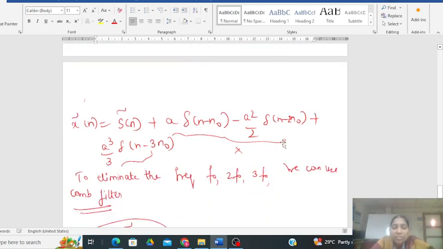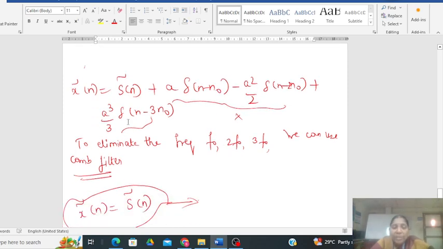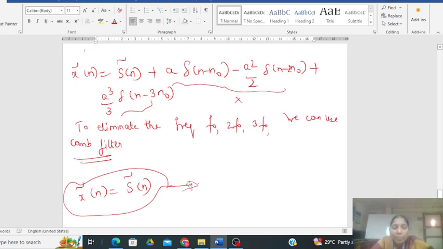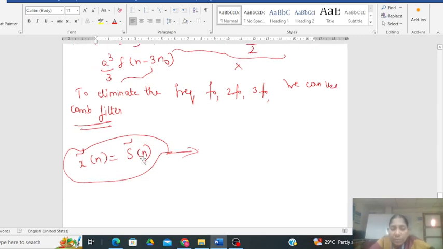Next, we will be eliminating the frequencies like f naught, 2 f naught, 3 f naught, like that, when it is applied to a comb filter. So you will get x bar of n equal to s bar of n, which is nothing but the input signal. It is equal to the actual signal without any noise.